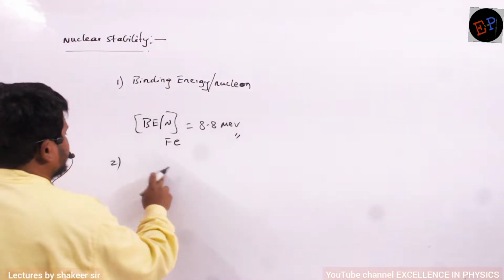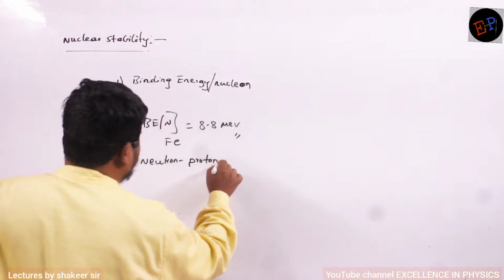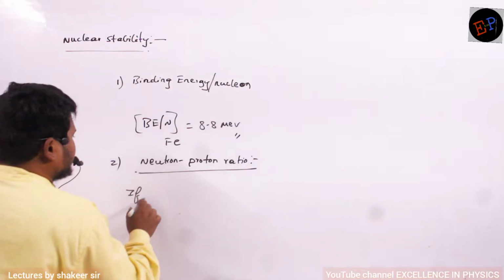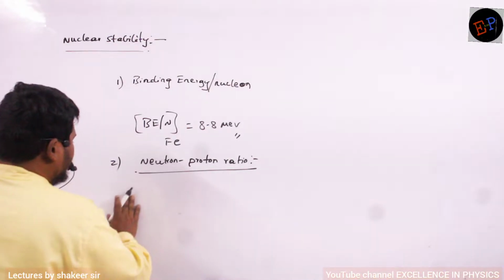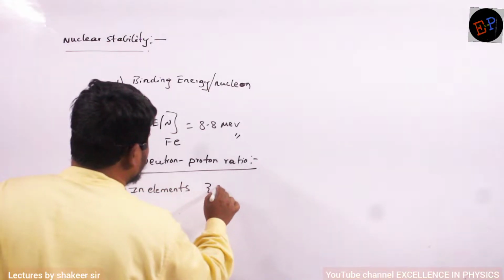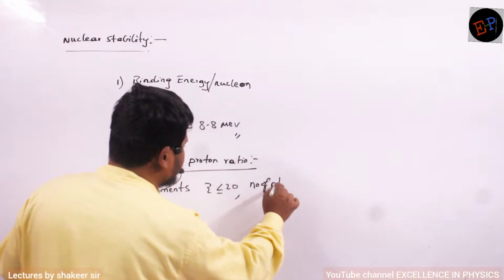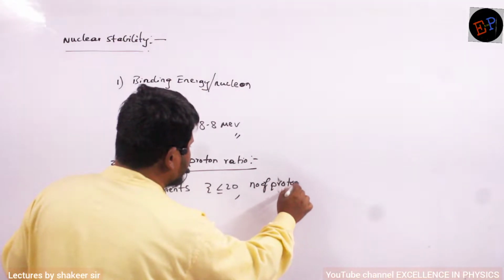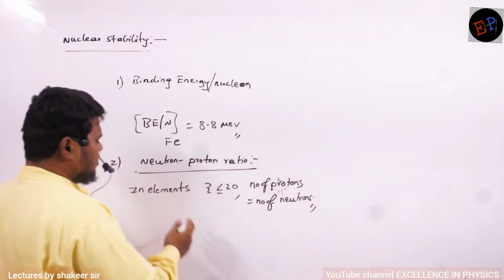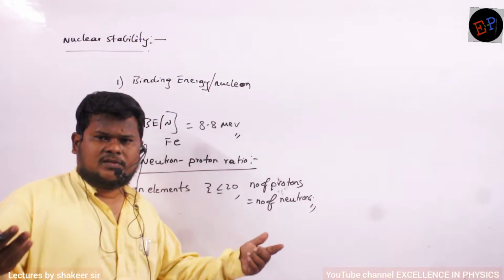And the second factor is the neutron proton ratio. In elements whose Z value is less than or equal to 20, the number of protons will be equal to the number of neutrons. So for elements whose atomic number is less than 20, the number of protons and the number of neutrons are almost the same.